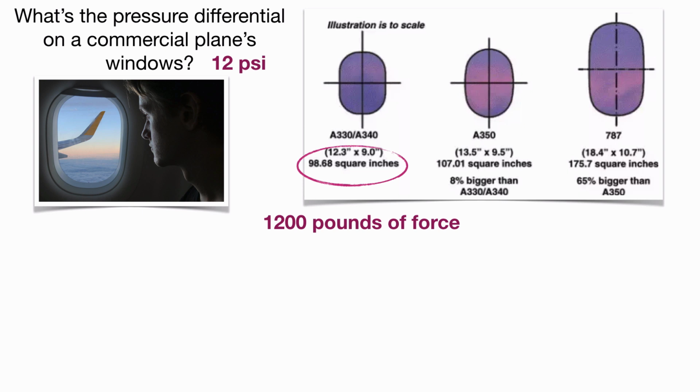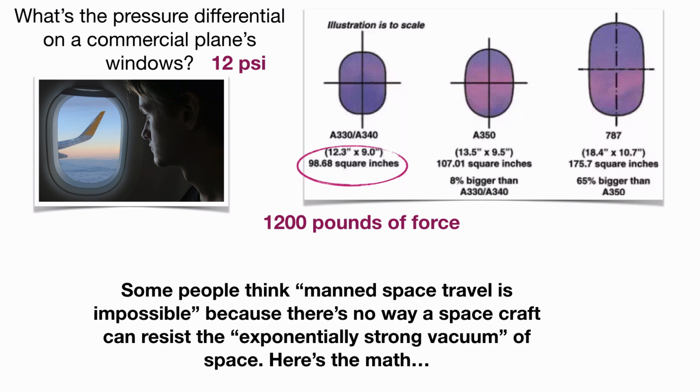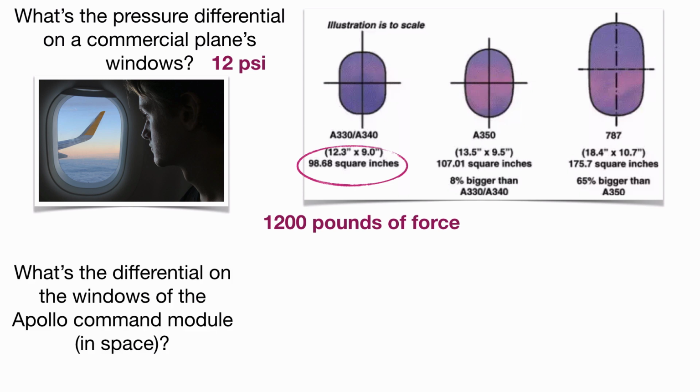Okay? But the thing is, this concept is what causes a lot of people to think that manned spaceflight can't be possible. Like there's no way that Apollo could have flown because of the exponential vacuum of space. Exponentially stronger vacuum and exponentially weaker gravity. Okay, so people think that space travel is not possible, specifically manned space travel. So let's actually do the math with Apollo.